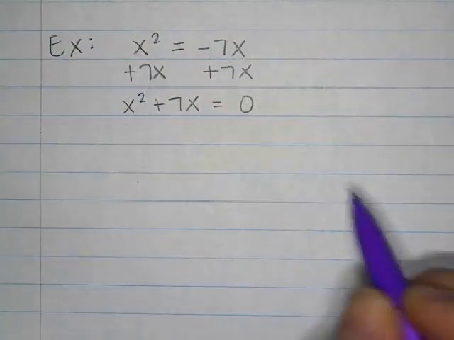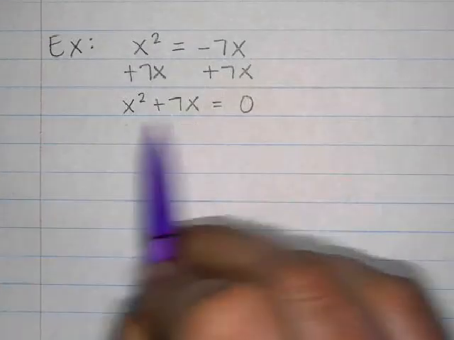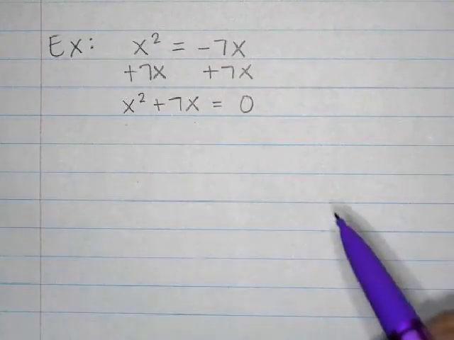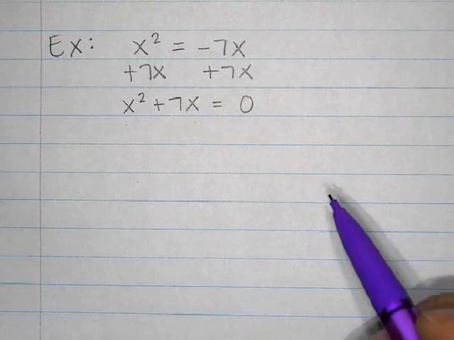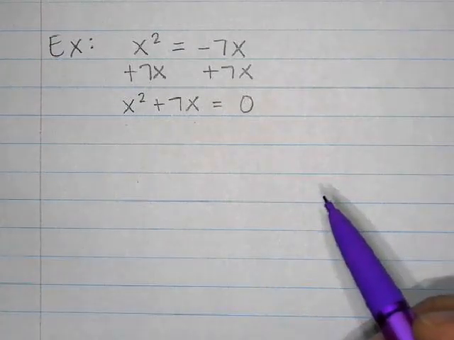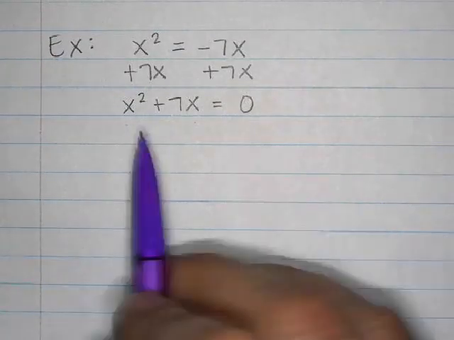And then at this point, what type of factoring problem is this? It's not a slide because the x squared is all alone.